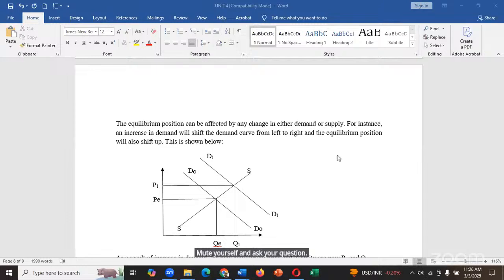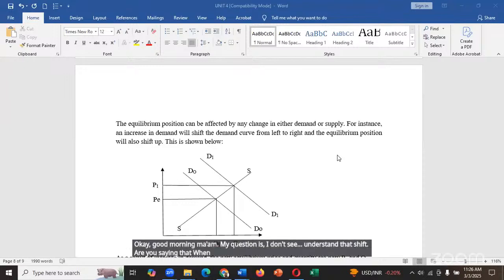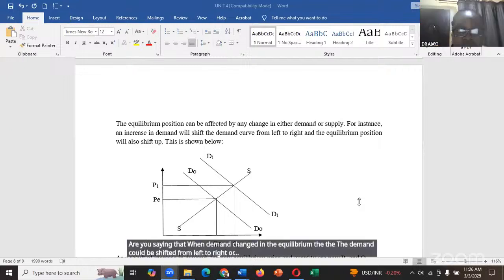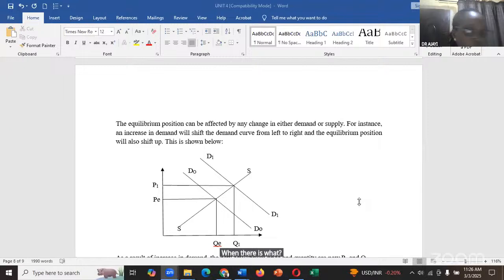Okay, good morning. My question is, I still don't understand that shift. Are you saying that when demand changes in the equilibrium curve, the demand curve will shift from left to right, or how? Sorry, let me get your question right, Thomas. Thomas, I can't hear you. Are you still asking the question?